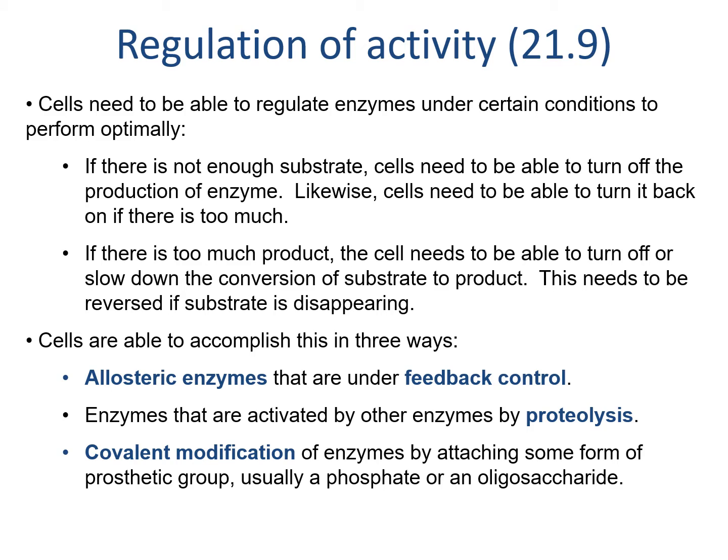We can do this within our cells in 3 different ways. The first is allosteric enzymes that are under feedback control. In a very broad sense, this is when we have a molecule that either turns on or off enzymes. We'll talk more about this in the next slide.